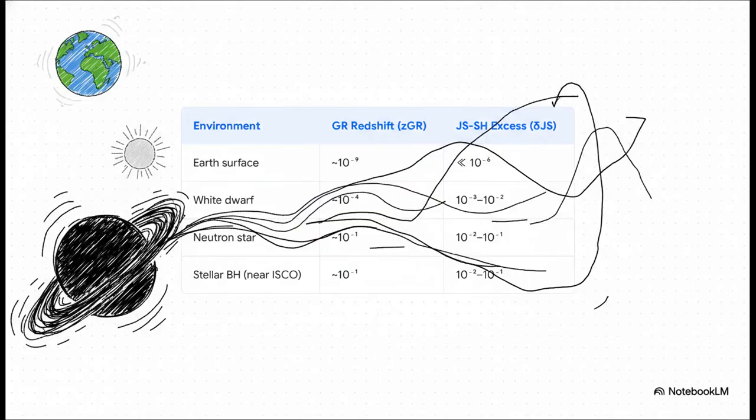And check this out. Here on Earth, this path complexity effect is basically zero, totally negligible. But look what happens when you get near a neutron star, or even better, the edge of a black hole. Suddenly, this new effect becomes just as strong as the gravitational redshift predicted by Einstein's general relativity. It becomes a real signal that we could actually hope to detect.